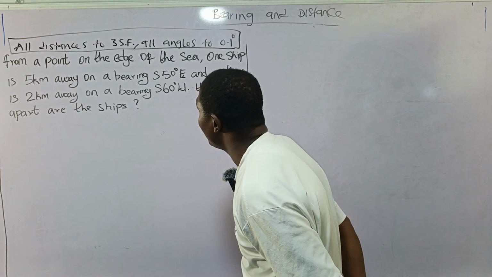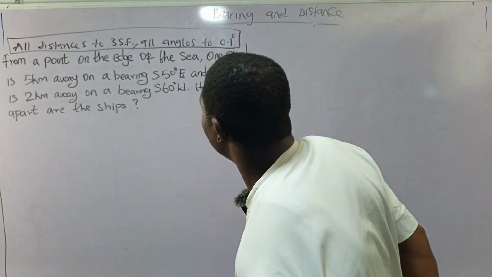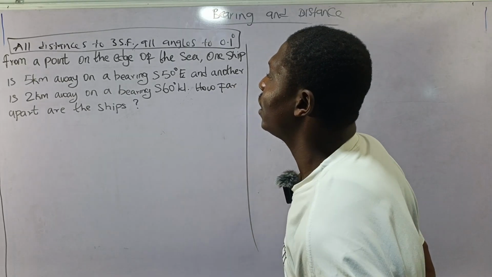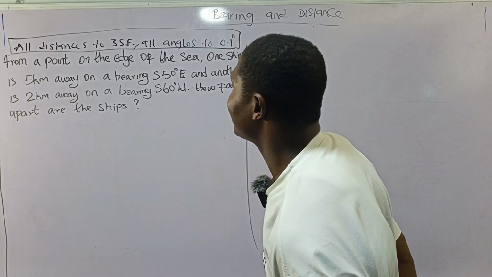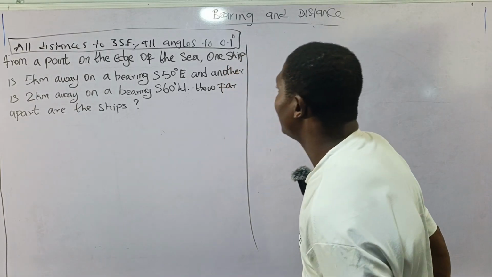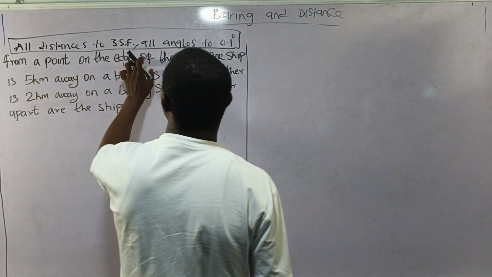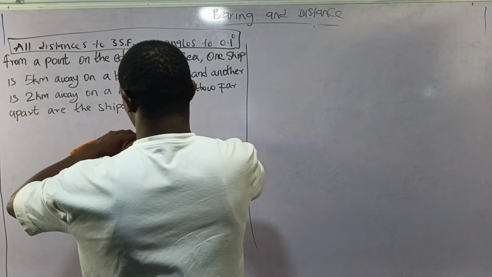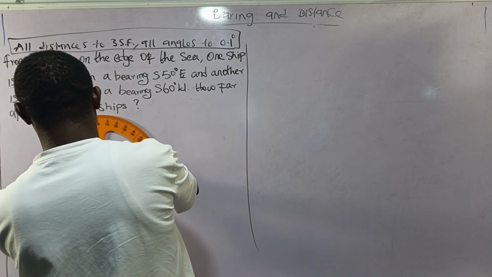It said from a point on the edge of the sea, one ship is 5 kilometers away on the bearing of south 50 degrees east, and the other is 2 kilometers away on the bearing of south 60 degrees west. They said, how far apart are the ships? Now, the first thing I'm to focus on is, they said, from a point on the edge of the sea. So let me say, this is my edge of the sea.